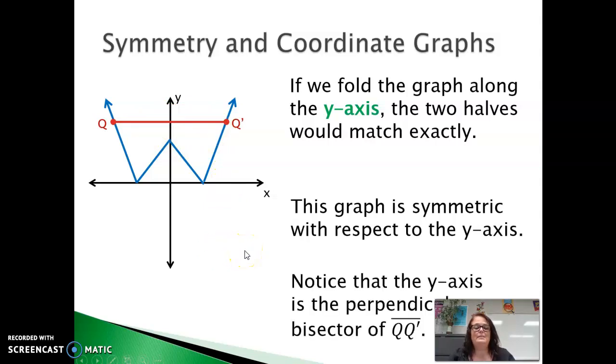So when that happens, no matter what point I pick, if I can make that happen, then the graph is symmetric with respect to the y-axis, and the y-axis is the perpendicular bisector of that red segment.